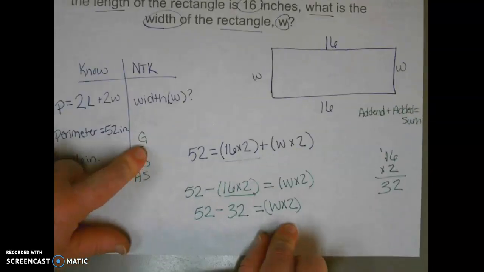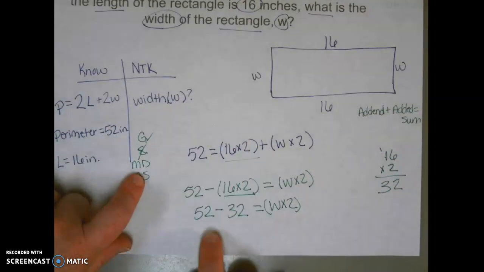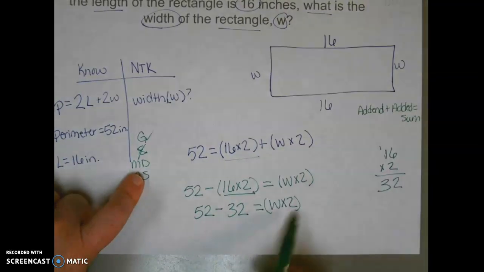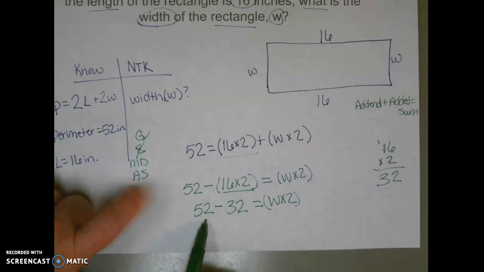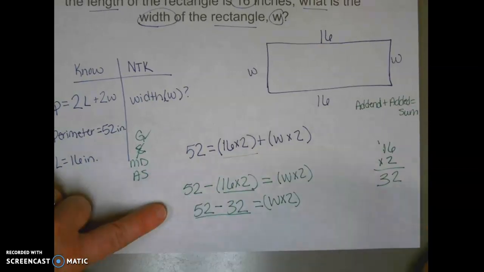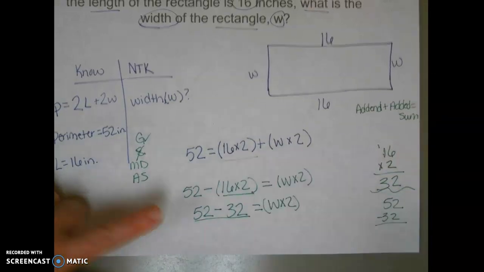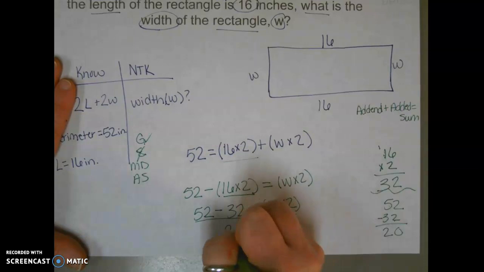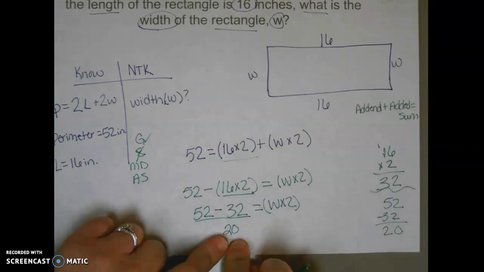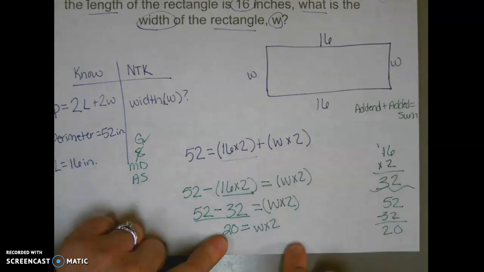Now this grouping symbol I can't get rid of yet because it has my variable inside of it. So now I'm going to keep on going. No exponents. My multiplication and division, I still can't get rid of it because it has my variable and I'm trying to figure out what this variable equals. So I'm going to skip on down. I've got addition, subtraction going on right here. 52 minus 32, I'm going to line up my place value off to the side. 2 minus 2 is 0, 5 minus 3 is 2. So now I know that this side equals 20, and the other side is W times 2.